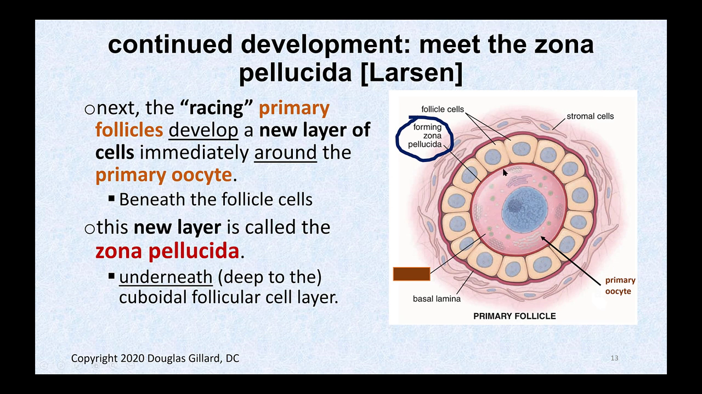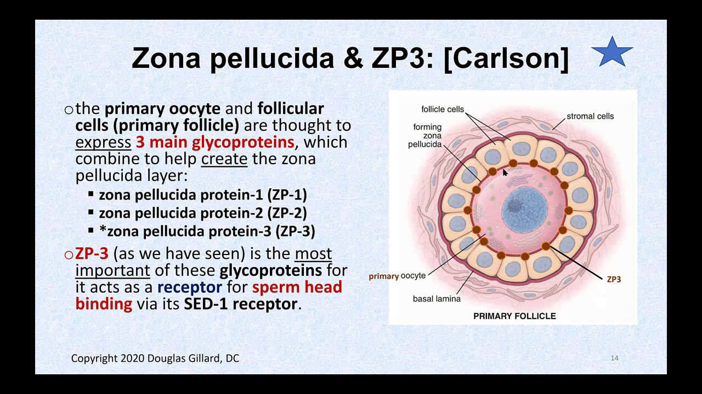And that only happens in the racing primary follicles. Okay? Zona pellucida, and we'll get to this more next time, I think. But remember, the zona pellucida is made up of zona pellucida proteins. There's three main ones, ZP1, ZP2, and ZP3. They are glycoproteins, which are really important.